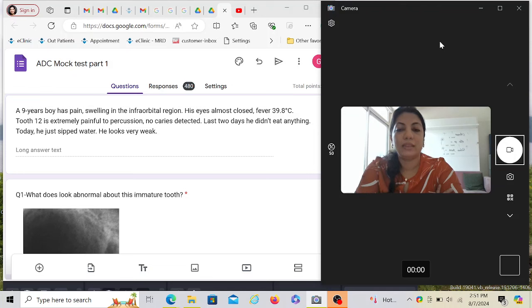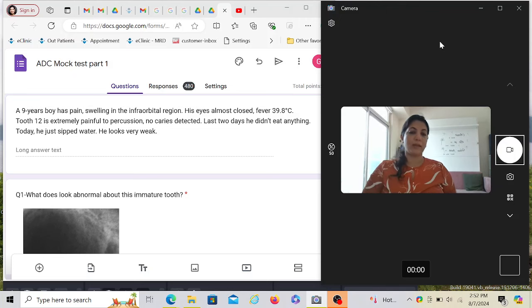Last 2 days he did not eat anything, so that makes him even more fragile, and you cannot just start antibiotics orally because he's not eaten anything. Today he just sipped water, he looks very weak. So basically, he's systemically very down, and you have to do something to first take care of his life, and the tooth comes next. The overall health of the patient has to be managed here more than the tooth. So first you have to make sure that the swelling and the systemic conditions are managed, and then you will come on to the tooth. You will not just be focused on the tooth and disregard the systemic state.